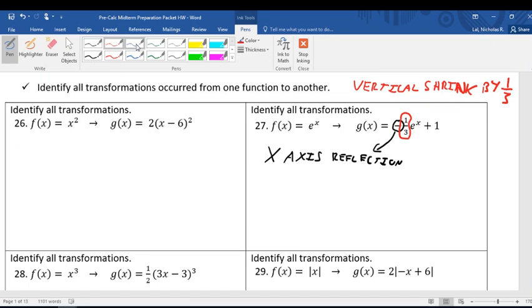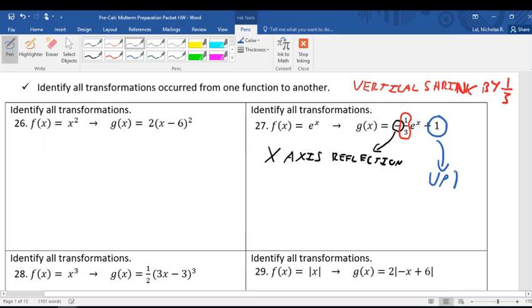Lastly is that plus 1. That plus 1 is outside of the function. Because that plus 1 is outside of the function, it's just going to shift it up or down, since adding or subtracting terms outside the function shifts it vertically.